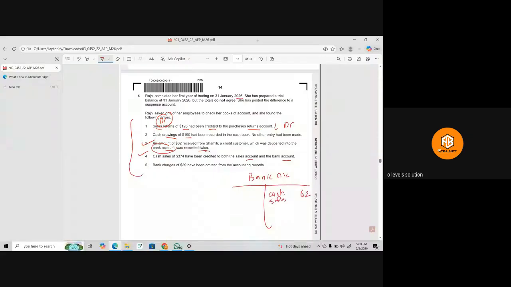Now I have to make a rectification entry. So when I debit this again, definitely I have to make the double amount. I have to write how much this will be. 62 plus 62, 124. 374 plus 374.